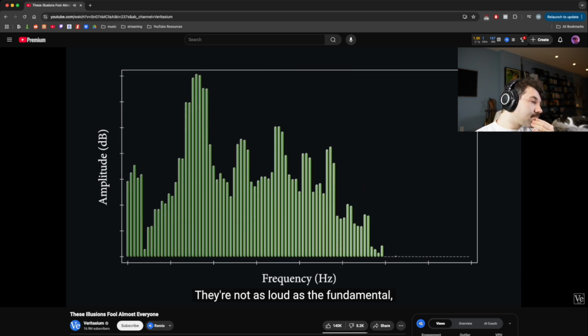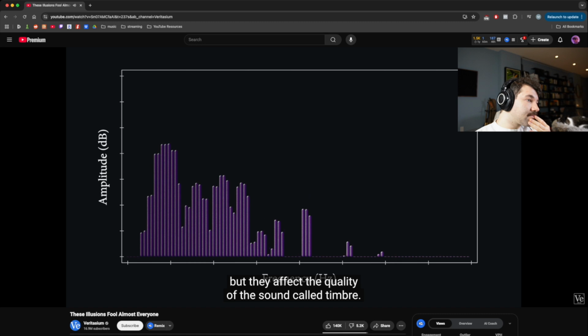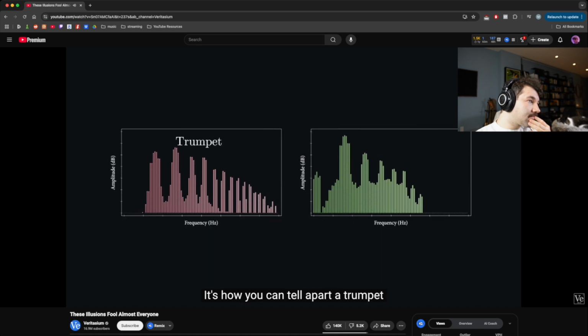They're not as loud as the fundamental, and we don't hear them as distinct tones, but they affect the quality of the sound, called timbre. It's how you can tell apart a trumpet from, say, a flute.